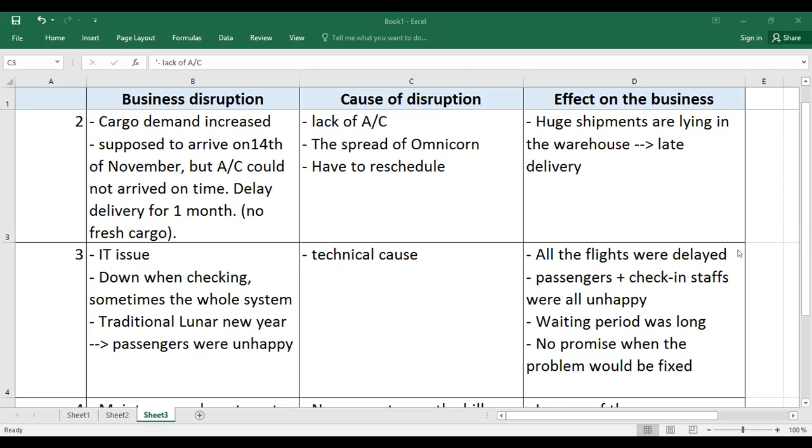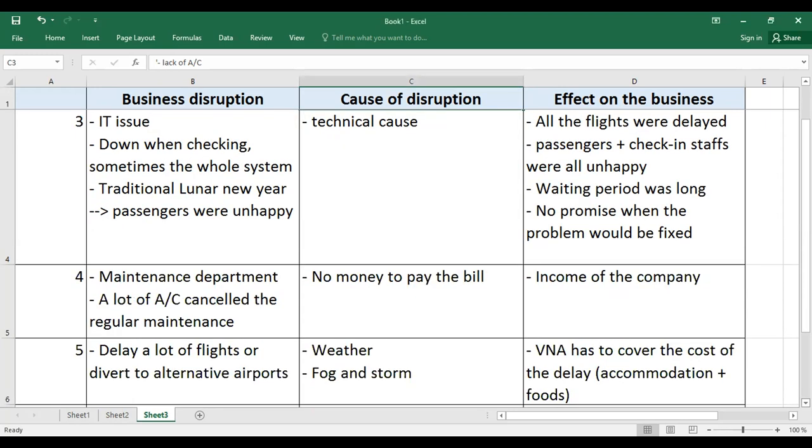The next one we had was IT down, when checking in, sometimes a whole system. We've seen numerous examples occurring quite frequently in airlines of IT systems, and we're totally dependent on them. But remember, there are other IT systems, supplier IT systems as well. So an airport might have its own system. A lot of airlines rely on common systems like the SITA global system. And if you have a problem with the SITA system, it can affect not only your own airline, but others as well. Security has IT systems. If a security system has an IT problem, it can affect passenger load and of course.